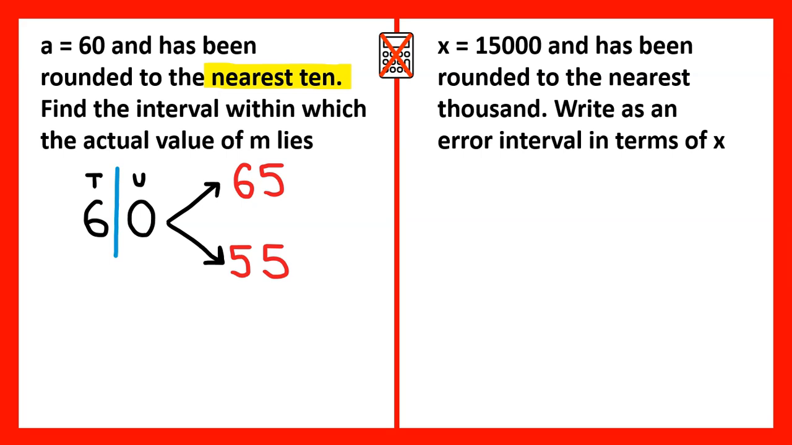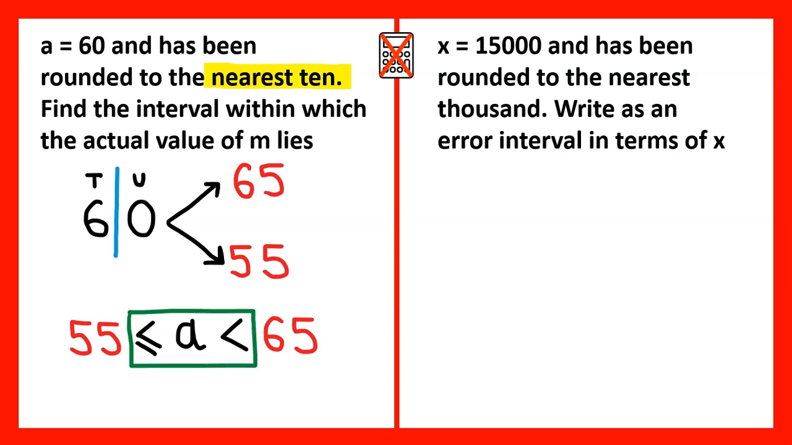When writing this as an error interval, we can place our lower bound on the left and our upper bound on the right. And we're saying that a is greater than or equal to 55, but has to be less than 65. We do not put less than or equal to, as it has to be strictly less than the upper bound. The inequality symbols that we've used within the interval will always be the same, so it's worth remembering. The only thing that might change is the letter that we use in the middle, and that's normally given to you in the question.